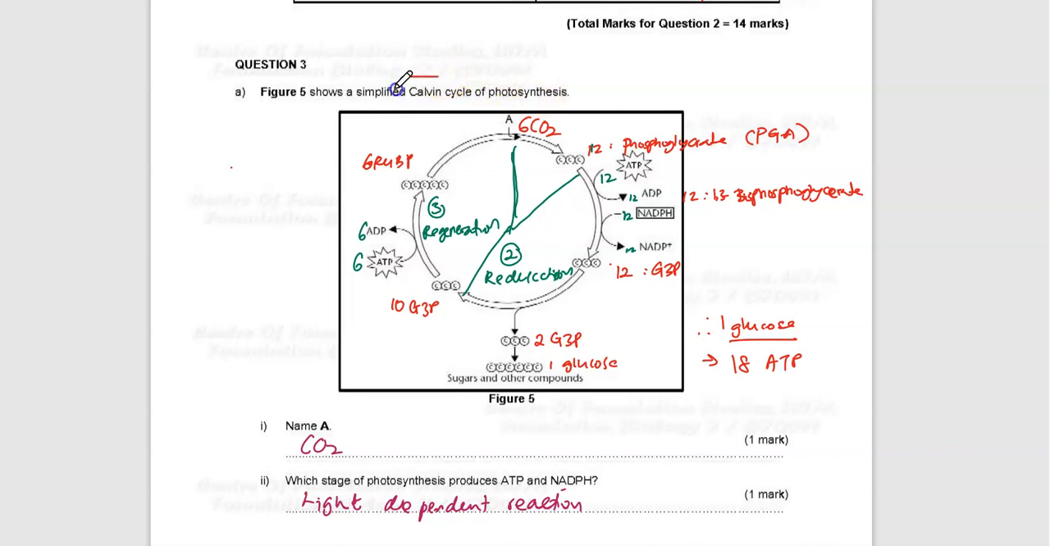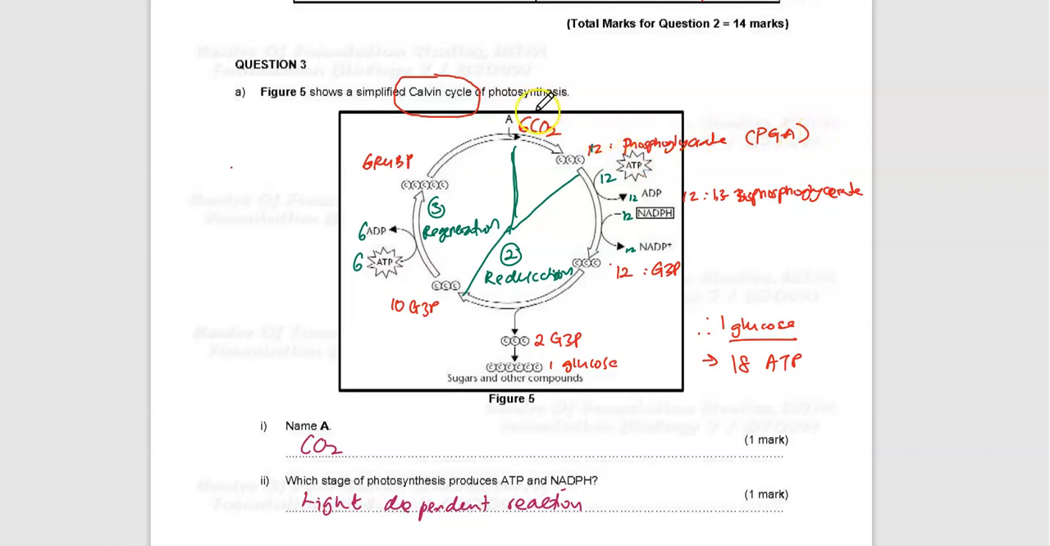As you know, the Calvin cycle, already mentioned in the previous video, has 3 stages. The first stage is carbon fixation. Carbon dioxide is incorporated with the carbon dioxide acceptor, which is RuBP, to form the first product of carbon fixation, a 3-carbon compound which we call PGA, or 3-phosphoglycerate.